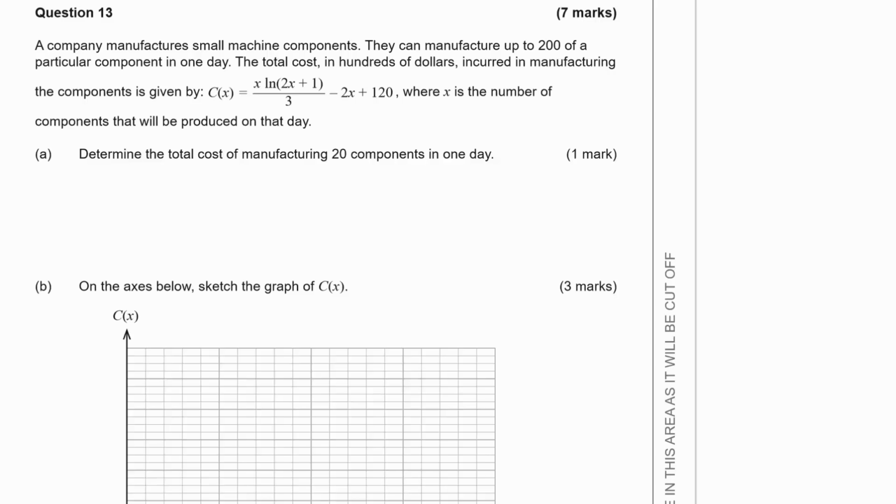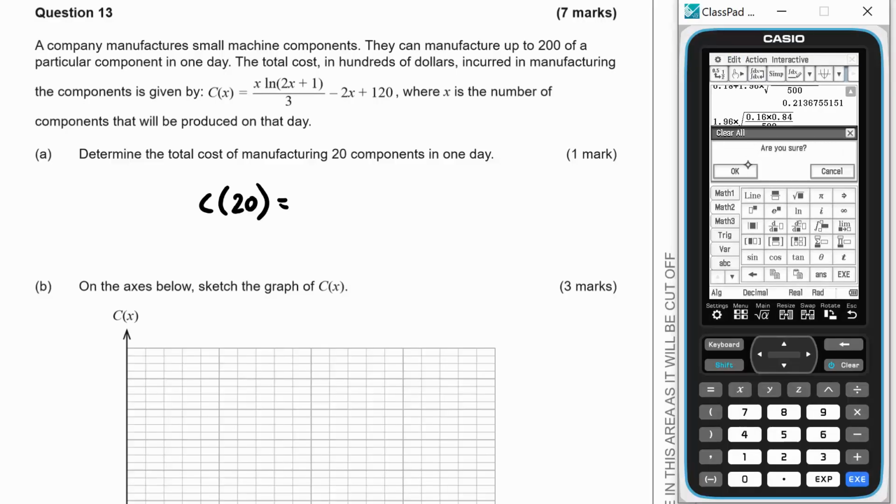A company manufactures small machine components. They can manufacture up to 200 of a particular component in one day. The total cost in hundreds of dollars incurred in manufacturing the components is given by this expression here, where X is the number of components that will be produced on that day. Determine the total cost of manufacturing 20 components. Well, that's just going to be C of 20.